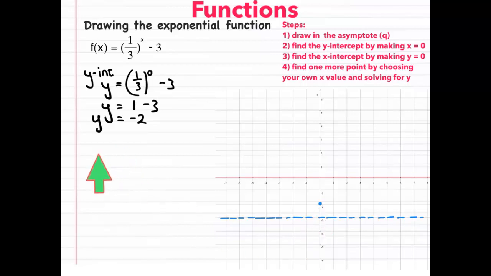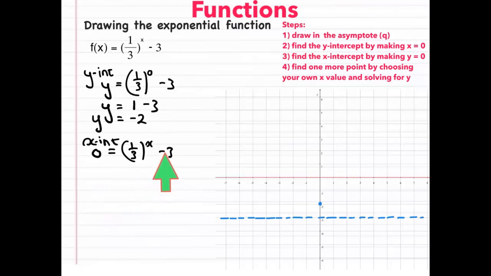Now, let's find the x-intercept. To find my x-intercept, what do we do? We have to make y equal to 0. So 0 equals (1/3) to the power of x, minus 3. Okay, great.